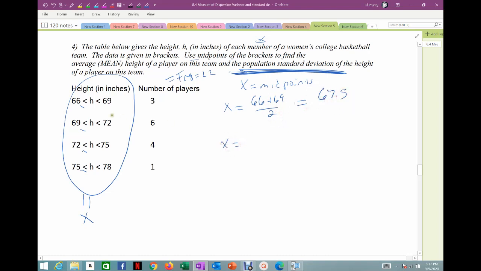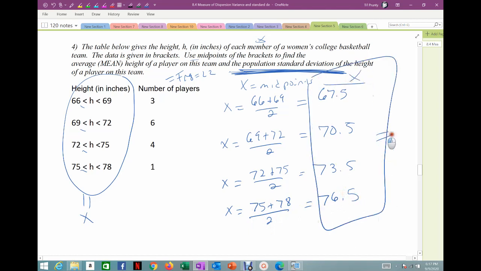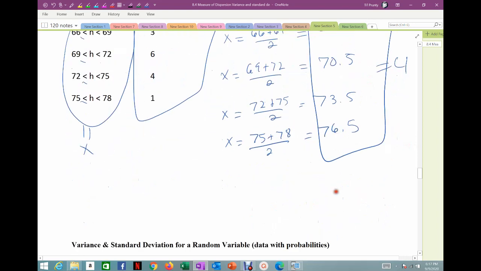The next midpoint would be between 69 and 72. So 69 plus 72 divided by 2 comes out 70 and a half. The next midpoint would be between 72 and 75, and so that comes out 73 and a half. And then the last one, between 75 and 78, comes out 76 and a half. Alright, so those are my x values. That goes in list 1. These are my frequencies. They go in list 2.